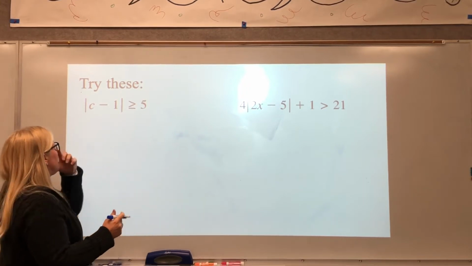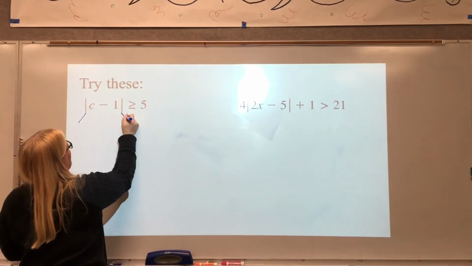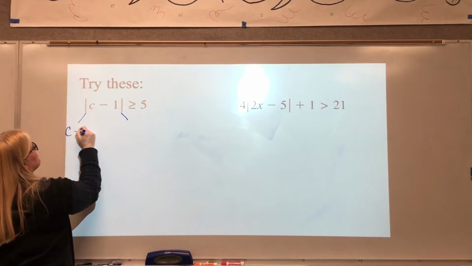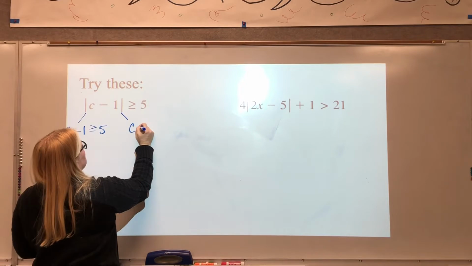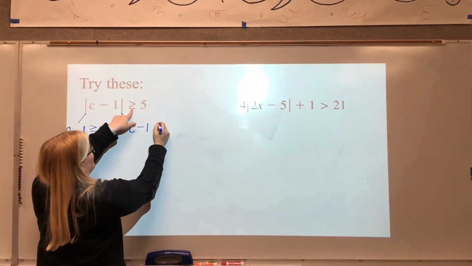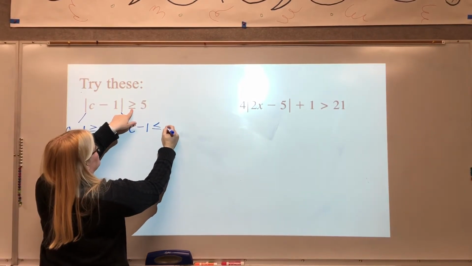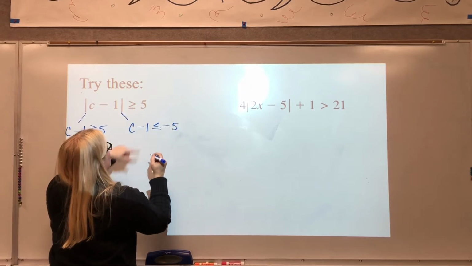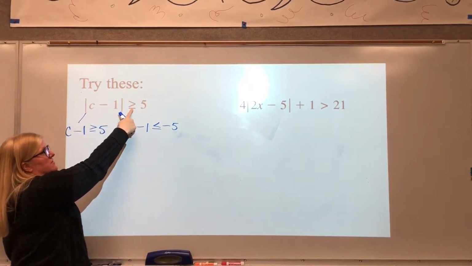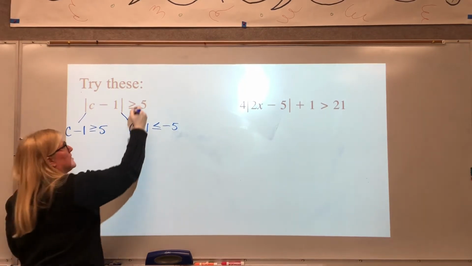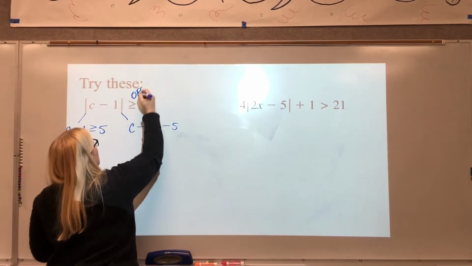All right, so this first one, again, we're going to make our two inequalities. So I have c minus 1 is greater than 5. And I have c minus 1 is, switch the sign, less than or equal to negative 5. And is this a less than or a greater than? Okay, this is greater. So this is going to be an or problem.